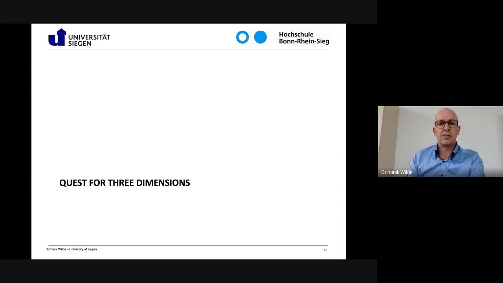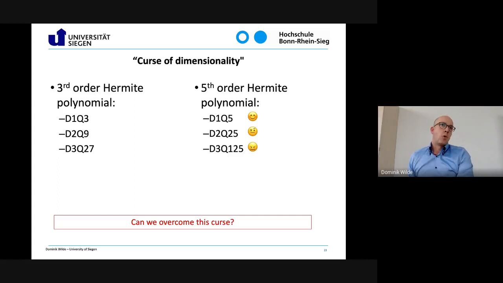And now I'm showing you how we think that we can master the quest for three dimensions with this approach. So there is a curse of dimensionality in the quadrature literature. For the regular stencils that are usually used, you go up to 27 velocities for the third order Hermite polynomials. If you do the product rule, you get up to 27 velocities. But if you do the same for the fifth order Hermite polynomial, then you will see that we end up with 125 discrete velocities, and this is just not doable and not useful.